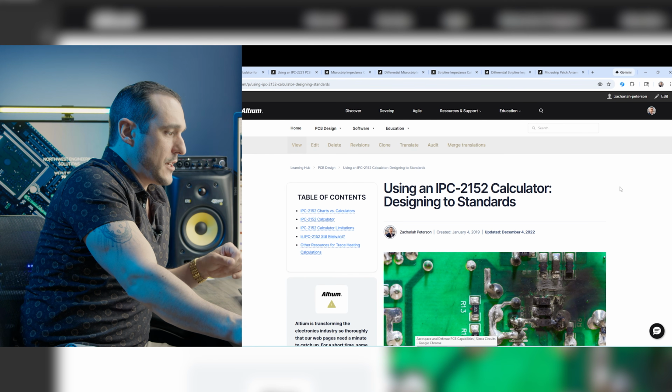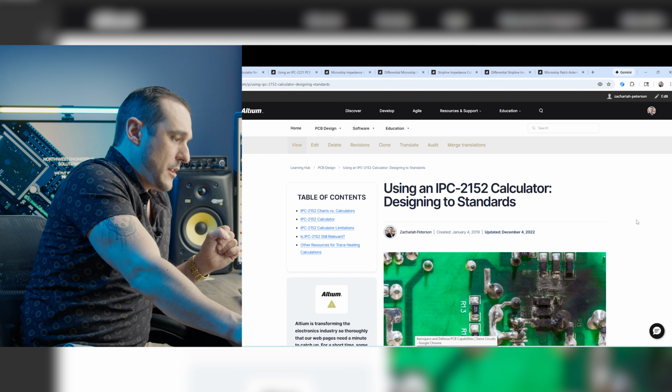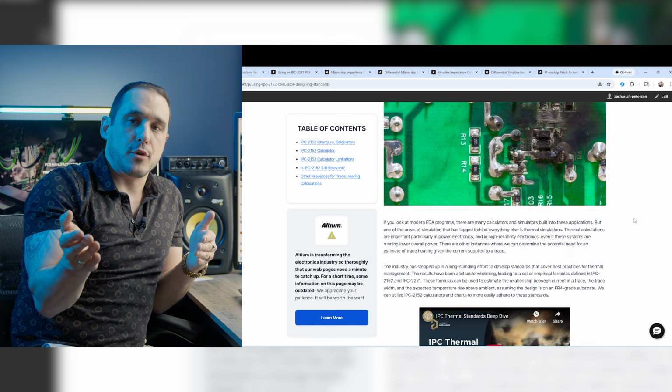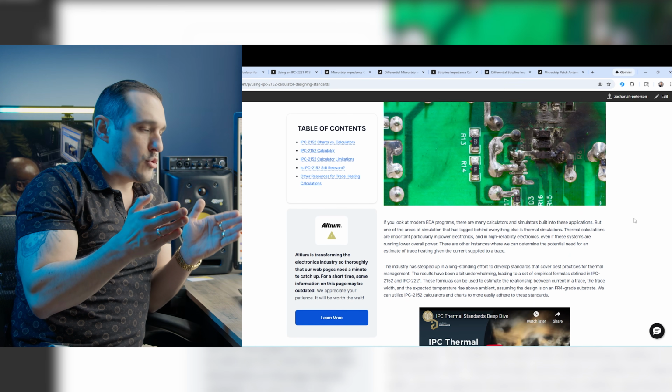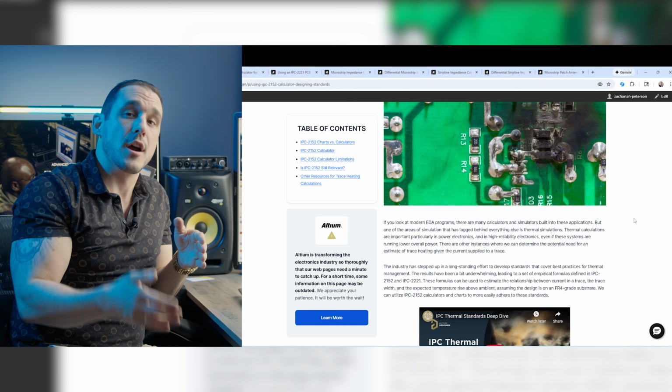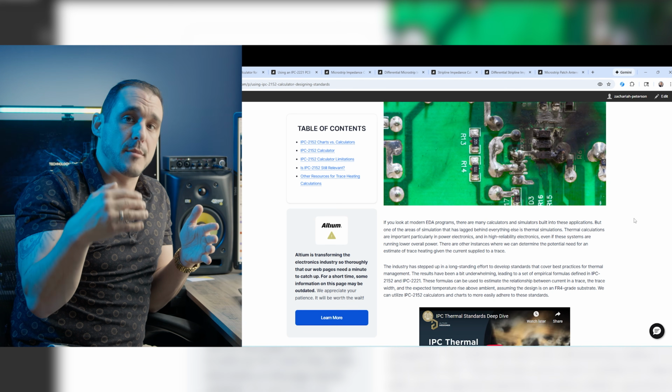So first, let's take a look at the IPC 2152 calculator. Essentially what this calculator does is it tells you how much copper you need in order to limit the temperature rise of a current carrying piece of copper below some maximum value.